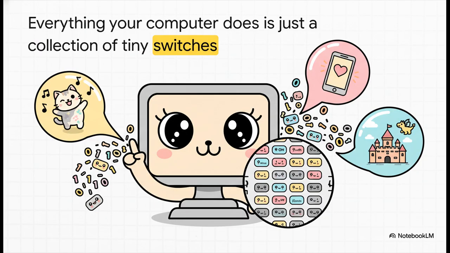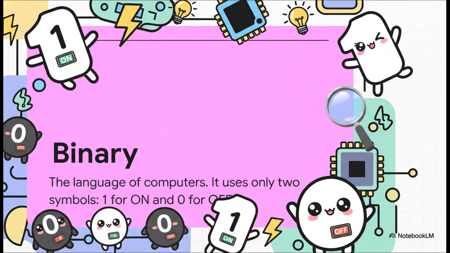Every single thing your computer does, playing a 4K video, sending a text, rendering some huge epic game world, it's all just a massive, super fast combo of flipping billions of tiny, tiny switches on or off over and over again. And this whole on-off system, it actually has a name, binary. It's the official language of computers. But instead of saying on and off, it just uses two symbols, a 1 for on and a 0 for off. Yep, that's the entire vocabulary of your computer.